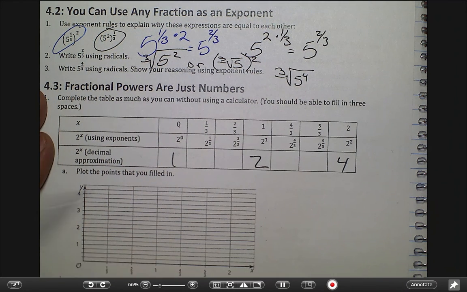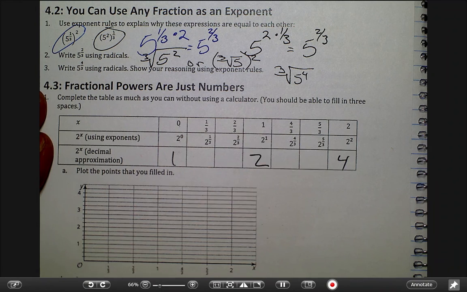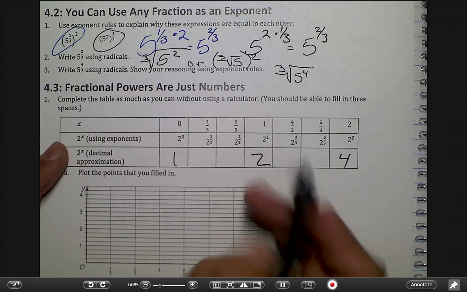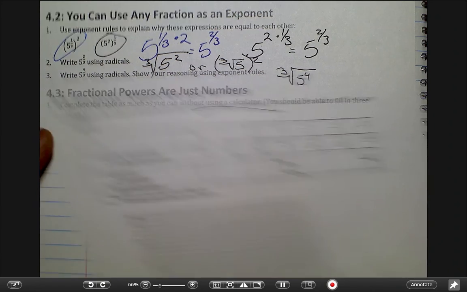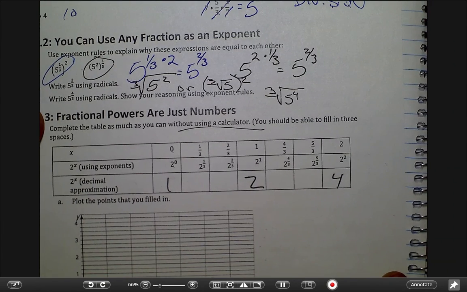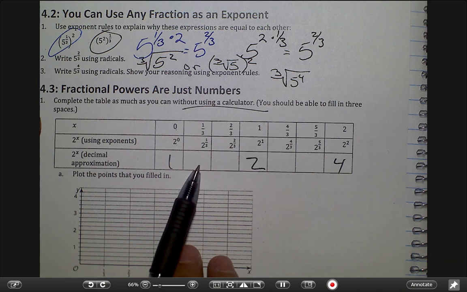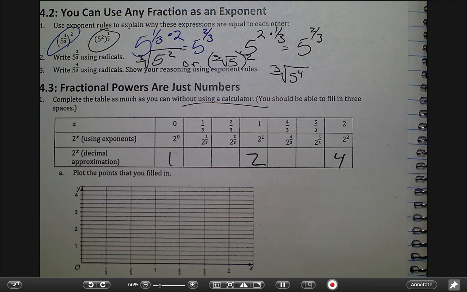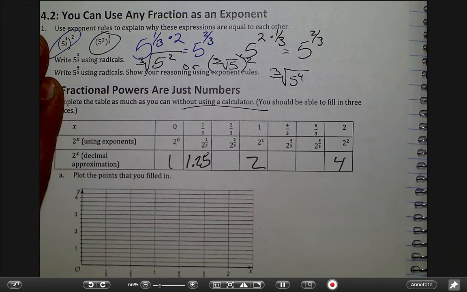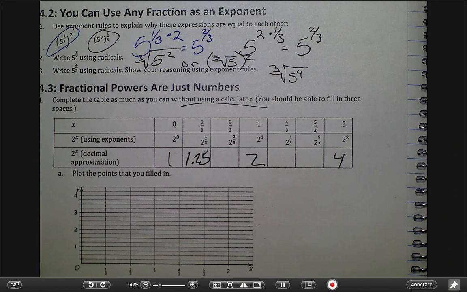So it says decimal approximation. So, you know what? We're going to go straight to the calculator, even though it says without using a calculator. We're going to use the calculator because it's on the back side. It says use the calculator anyway. So, right here, please take 2 and raise it to the 1/3 power. So 2 to the 1/3 power. 1 point what? 2.5? Okay. What about 2 to the 2/3?